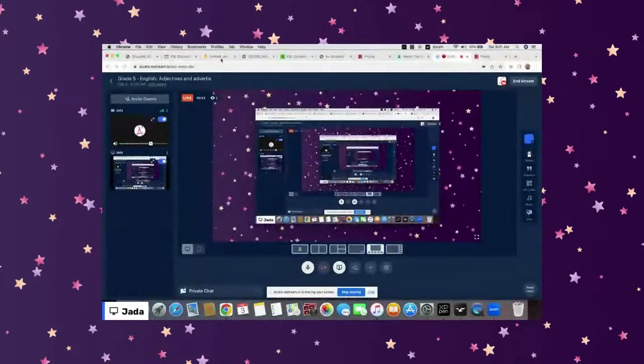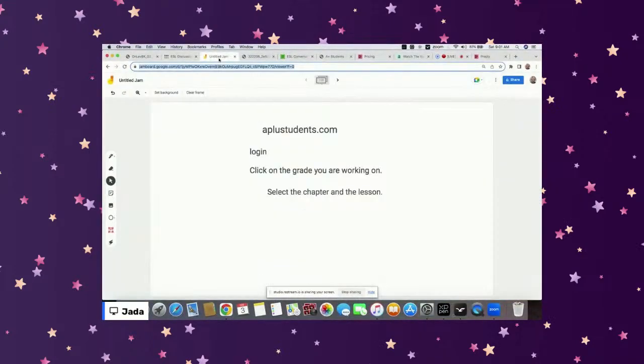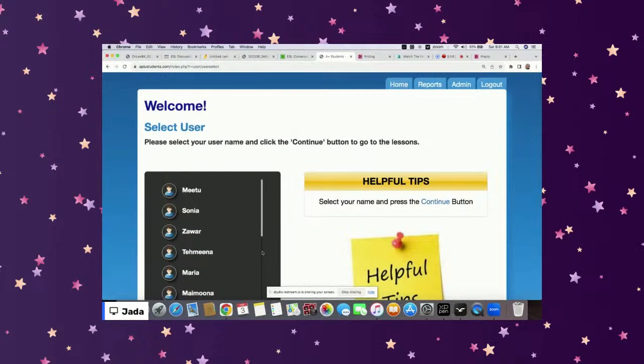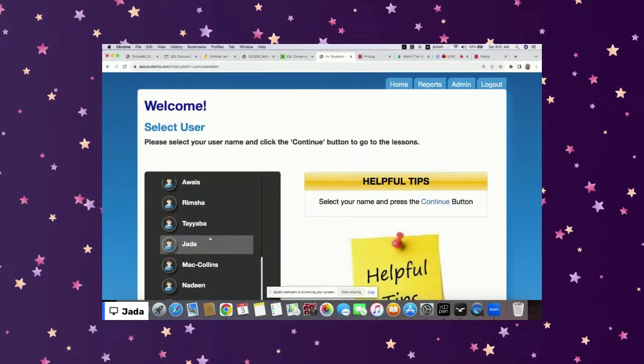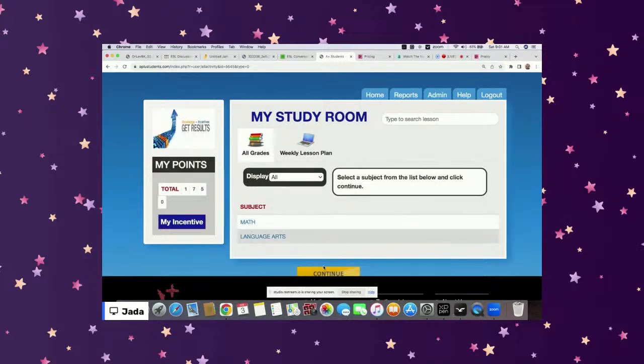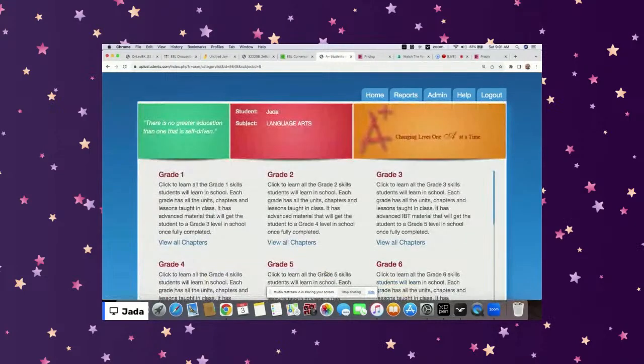I'll just share my screen. Okay, so log in using aplusstudent.com, with your email and password. Then you scroll here, click on your name. Then you move on to Language Arts Grade 5.